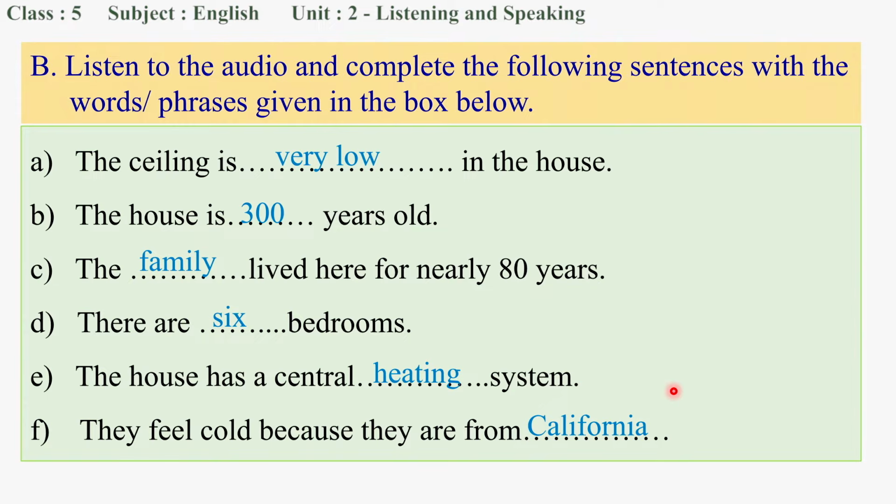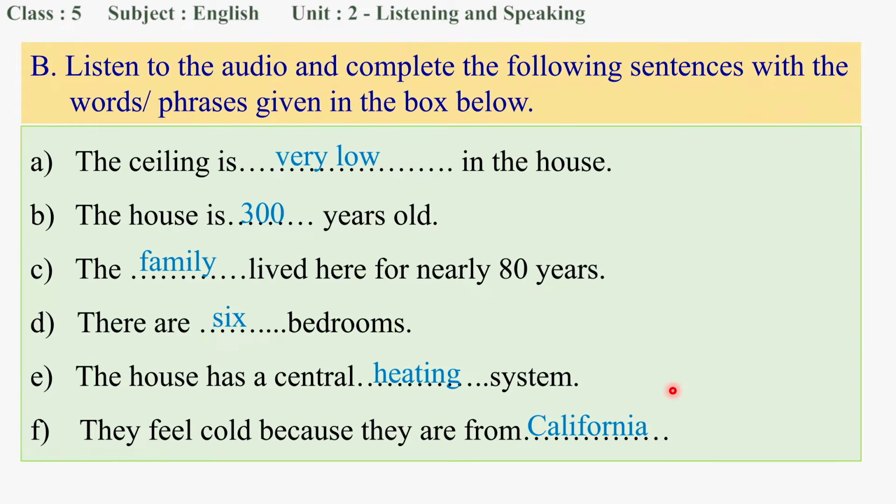Let's go upstairs. Follow me. Oh, be careful. The ceiling is very low here. It's a very old house. Yes, the house is 300 years old. My family lived here for nearly 80 years. There are 6 bedrooms. Is there central heating in the house? Yes, there is. Why do you ask? Are you cold? Yes, it's very cold in here. That's because we're from California. Let's go and see the other bedrooms. Yes, of course.